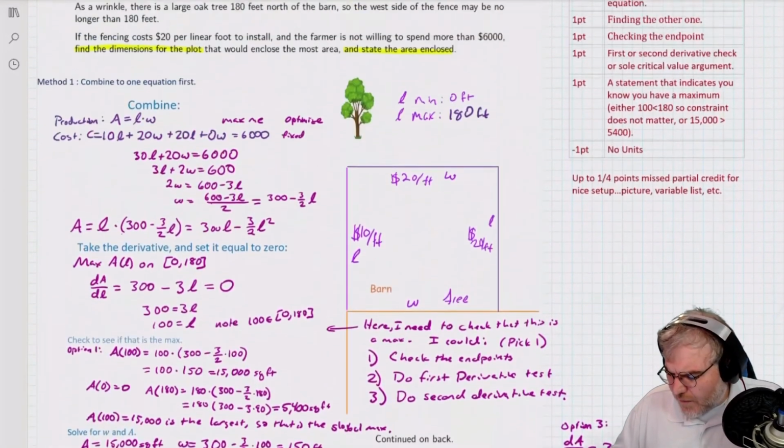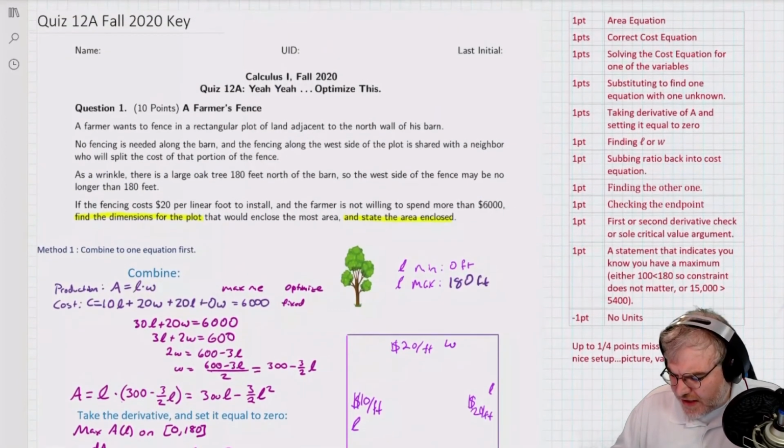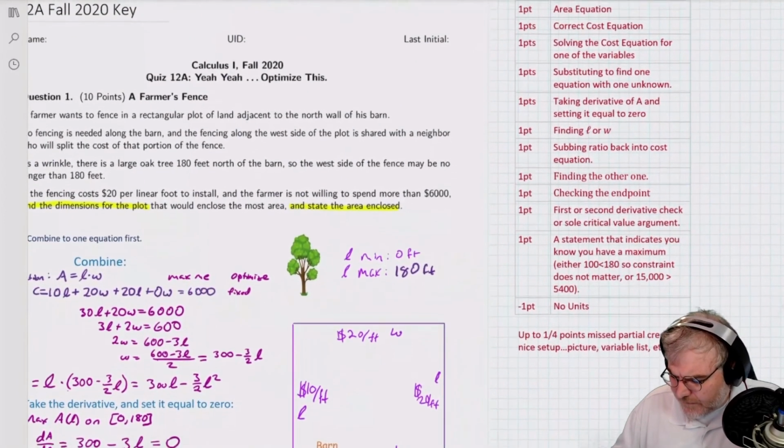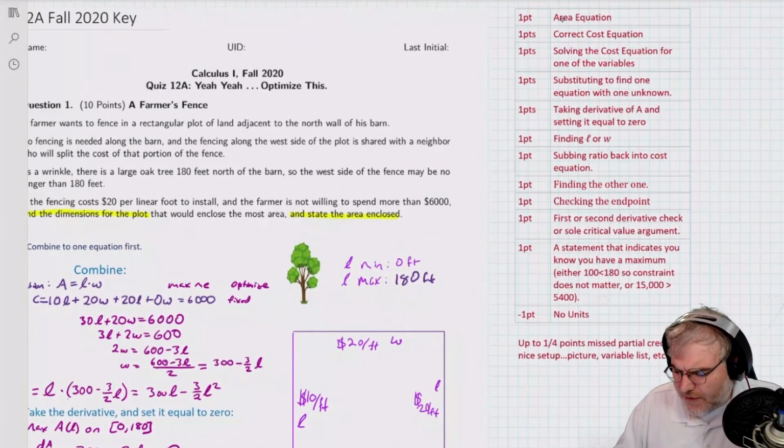Okay. This is the way, by the way, that these types of things usually get graded. So you've got like a point for: you solve it, you substitute, you take the derivative, you find one of the things, you sub back in, you find the other side, you check the endpoints, you do a first derivative check, and then you do something to state that you know that you have the answer.